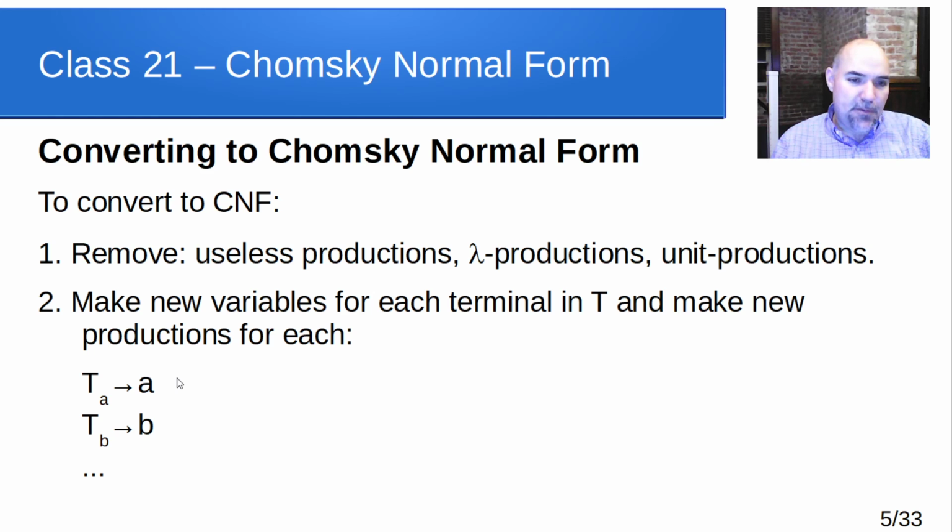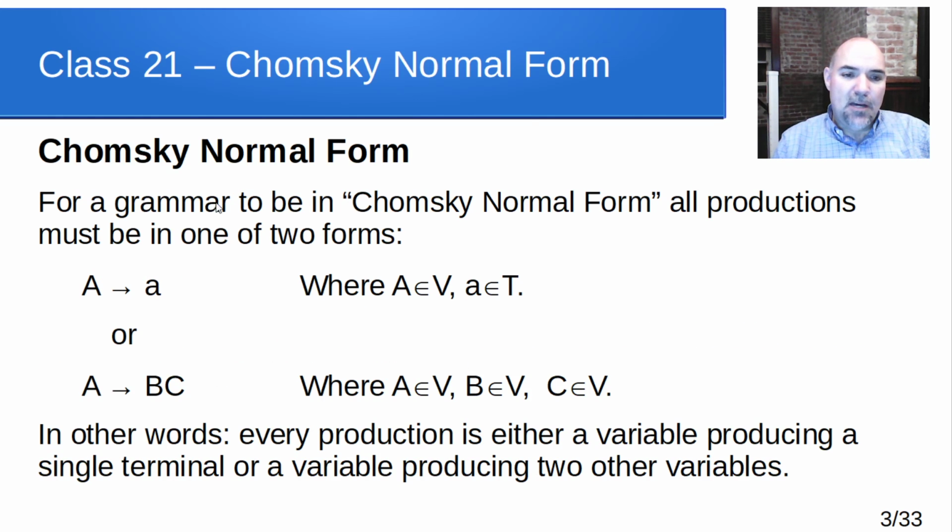So the first step of what we do here is we make new variables for every terminal in our alphabet, every symbol in our alphabet. We make a special variable specifically for that one. So, for example, the variable T sub a goes to a, T sub b goes to b, and so forth. So for every symbol in our alphabet, we make a special variable producing that. And you'll notice that these now all fit that first rule type, a variable producing a single terminal.